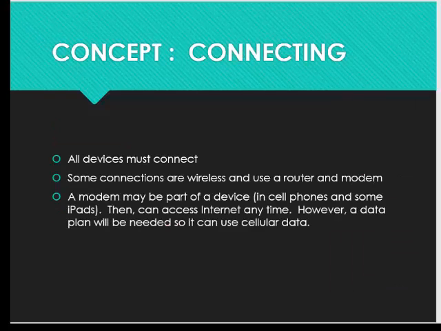We begin with a concept on connecting. All devices must connect to the internet. This connection will most likely be wireless. You can set up a wireless connection at home with a router and a modem. If you want to be able to access your device anytime, even without Wi-Fi, you can purchase it with the built-in modem. In this case, you will also purchase a data plan so that it can use cellular data.